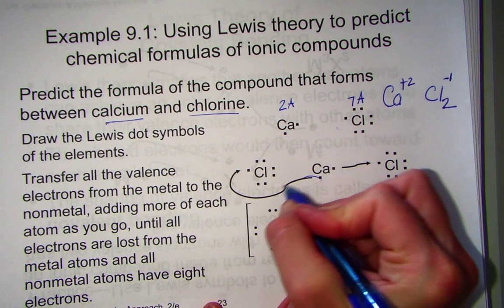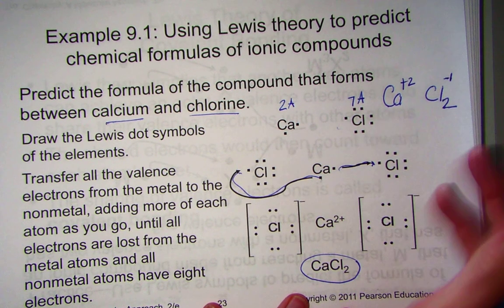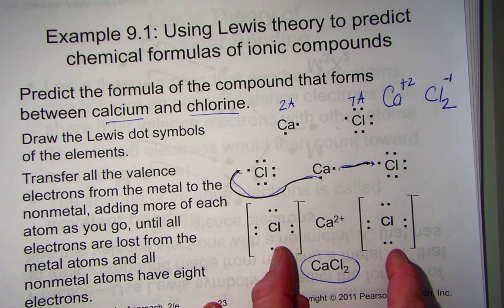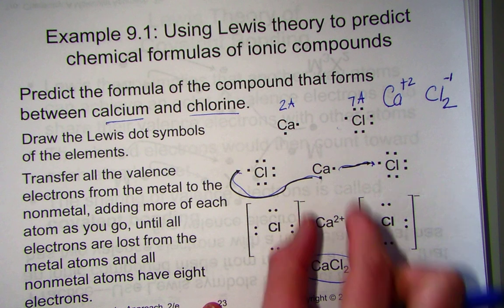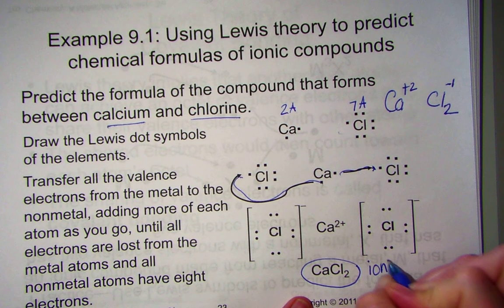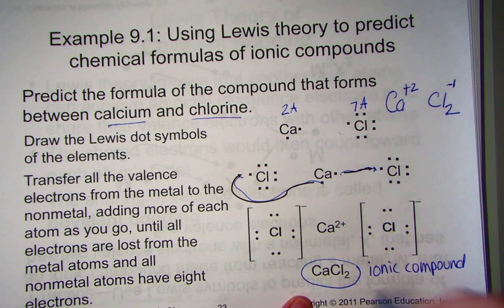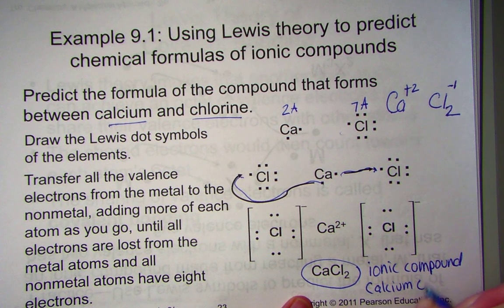1 electron from the calcium fills that chlorine. The other goes to the second chlorine. 2 chlorines now, each carrying a -1 because it's gained an electron. The +2 calcium with no dots around it because it's lost both of its electrons creates an ionic compound because of electron transfer, with the name calcium chloride.